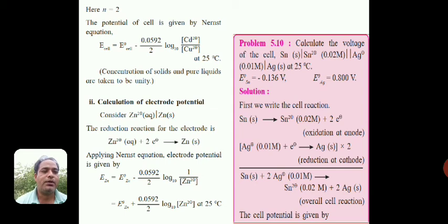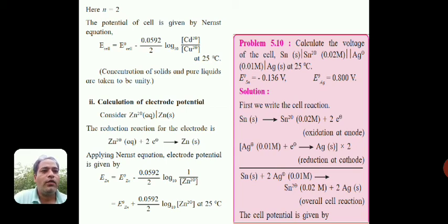at 25°C. Keep in mind this cell worked at 25°C, and they are given the standard value of E0 of Sn, that is minus 0.136 volt, and that of Ag, that is E0 of Ag is 0.800 volt. So see the solution, how to solve this problem or how to find out the cell voltage.